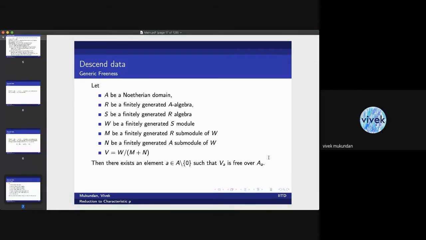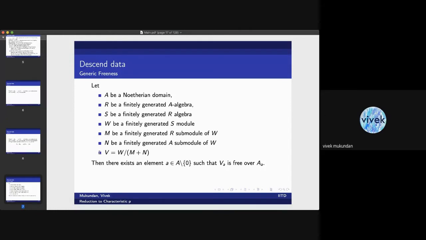This is not very different from the usual generic freeness which you use. The usual generic freeness we have is that R is actually equal to S, M and N are basically zero, so that you have a non-zero element a in A, such that V_a becomes free. It's the usual generic freeness, but a little more detailed version.